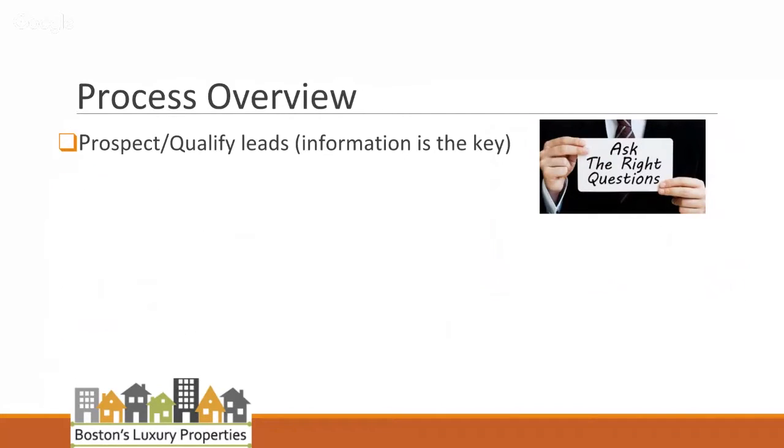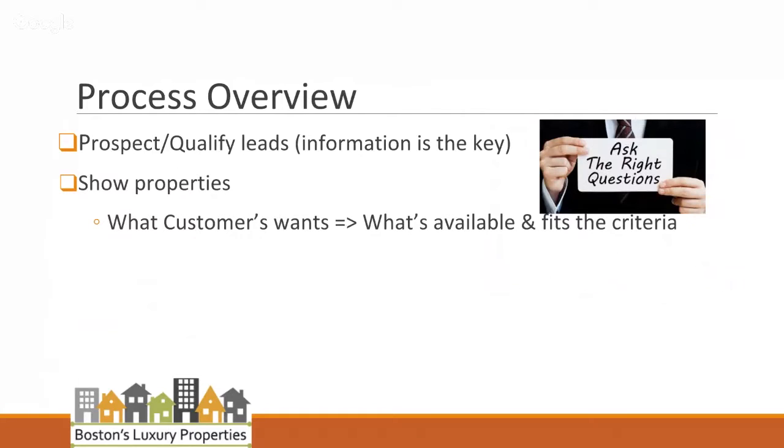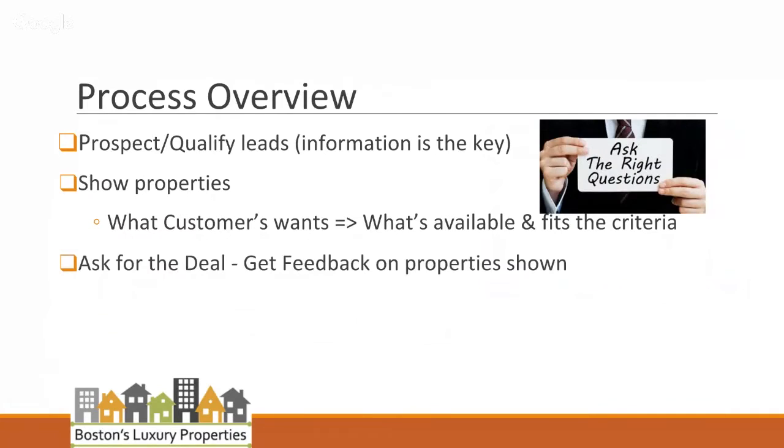So let's review the process. Okay. We're going to prospect or qualify for leads, right? We're going to show properties. Showing the properties is turning what the customer wants into what's available and fits their criteria. We're going to ask for the deal and get feedback on the properties shown.